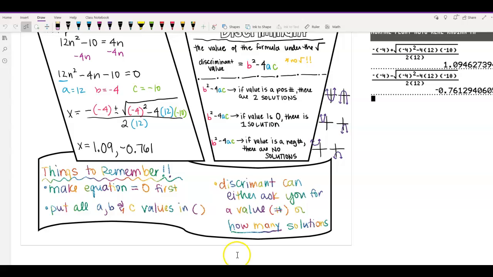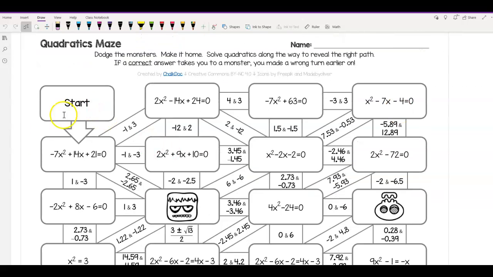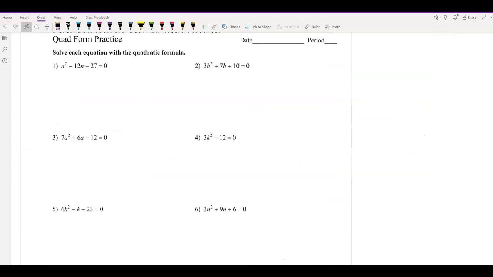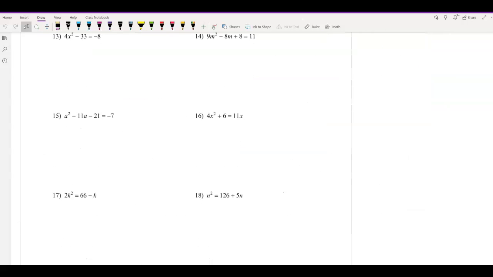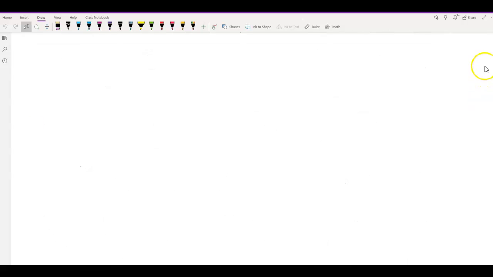If you take a look below this, there's a maze practice if you want to do that. Start at start, go through, do your quadratic formula, follow the path, etc. And if you want to just do regular practice problems, then there's some just regular practice down here too. Both the maze and the practice have answers attached to them, so you're able to go through and check your work to see how you're doing.